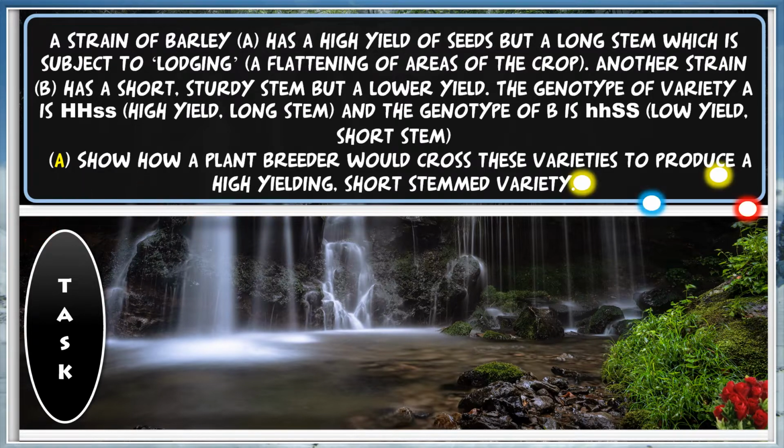The genotype of variety A is capital H, small s, that is high yield and long stem. And the genotype of B is small h, capital S, low yield and short stem. Part A. Show how a plant breeder would cross these varieties to produce a high-yielding, short-stemmed variety.